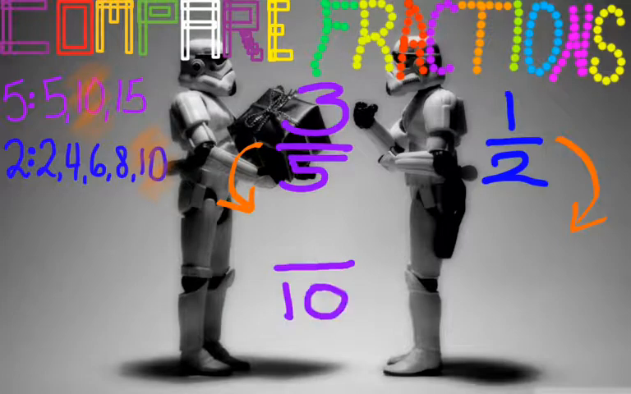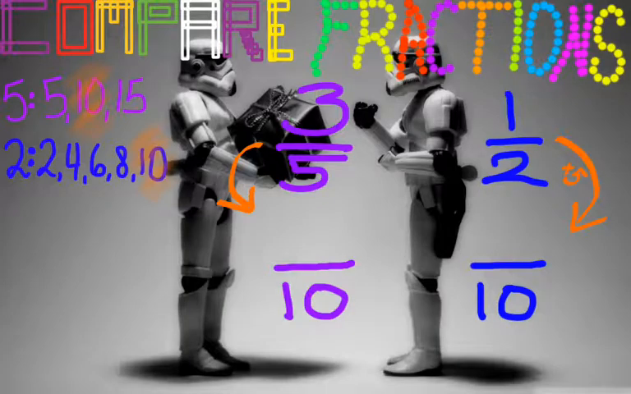So let's do that. If we do that to 3/5, we have 10 as our denominator, and so we have to figure out what we multiply 5, the earlier denominator, by to get 10. And the same thing goes for the other side. To get 10 on the other side, for 1/2, we have to multiply 2 by something to get 10, and we know that's 5. So we're going to multiply the denominator by 5, and we get 10.